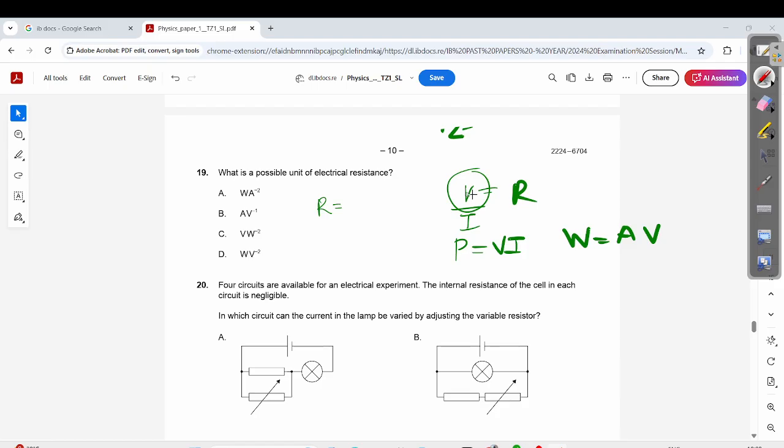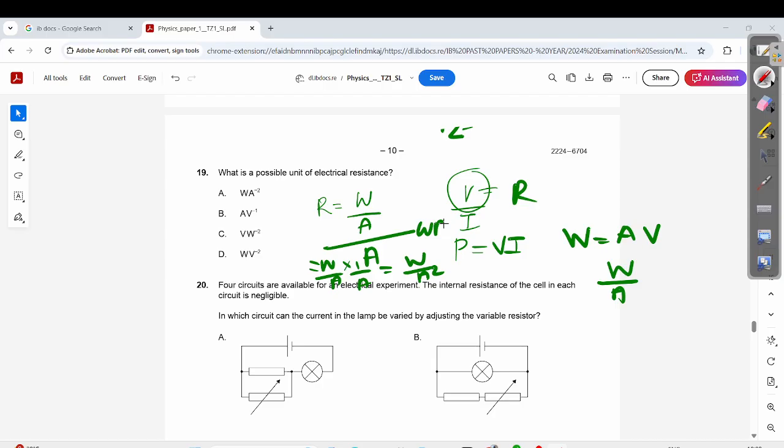Resistance is equal to... we can write V as W by A. So that will be W by A by A. That is W by A into 1 by A, that is W by A square. That's W A raised to minus 2. So the unit is W A raised to minus 2.